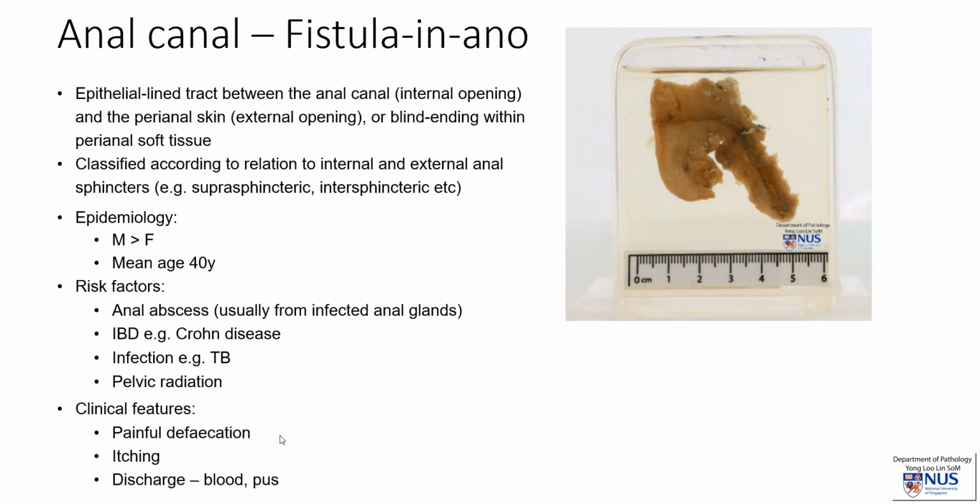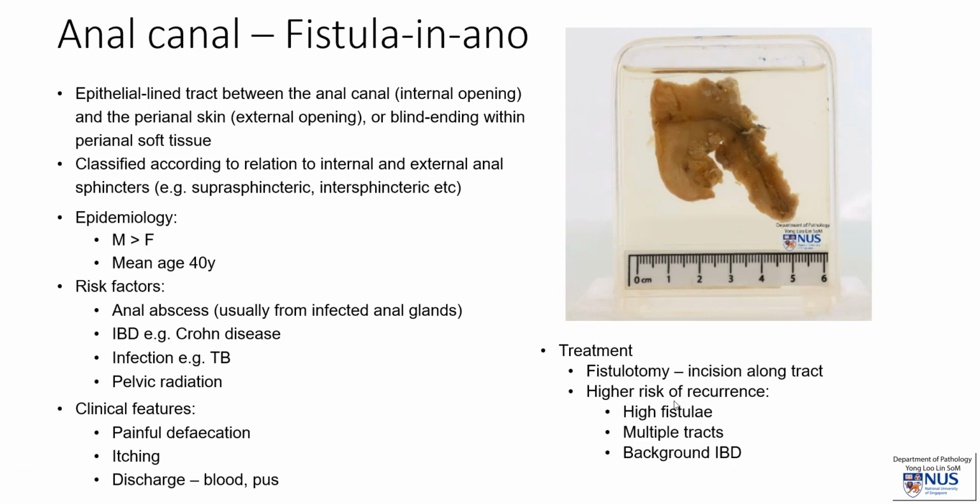Clinically, there may be some pain on defecation or itching, and sometimes discharge with blood or purulent material or even potentially fecal material. The treatment is generally fistulotomy, where there is an incision made along the tract and the tract is laid open to heal. There is, however, a higher risk of recurrence in some clinical scenarios, for example, fistulae that occur high up, such as suprasphincteric fistulae, when there are multiple fistula tracts, and also in the background of inflammatory bowel disease or infection.